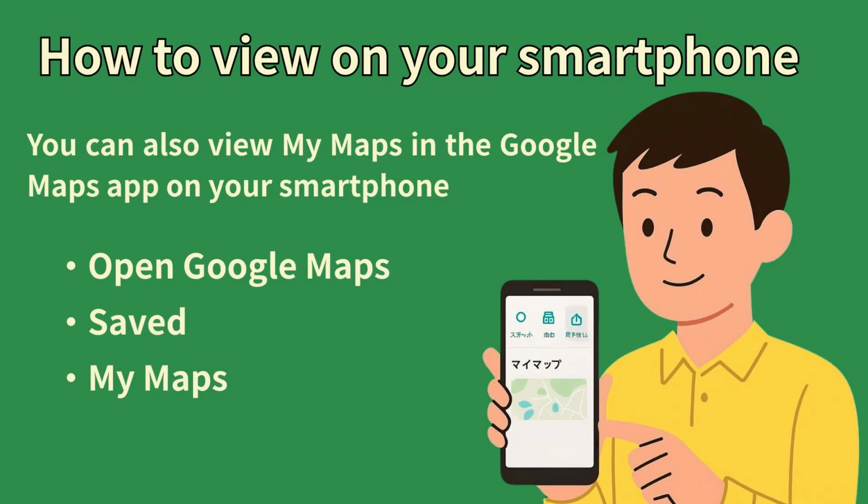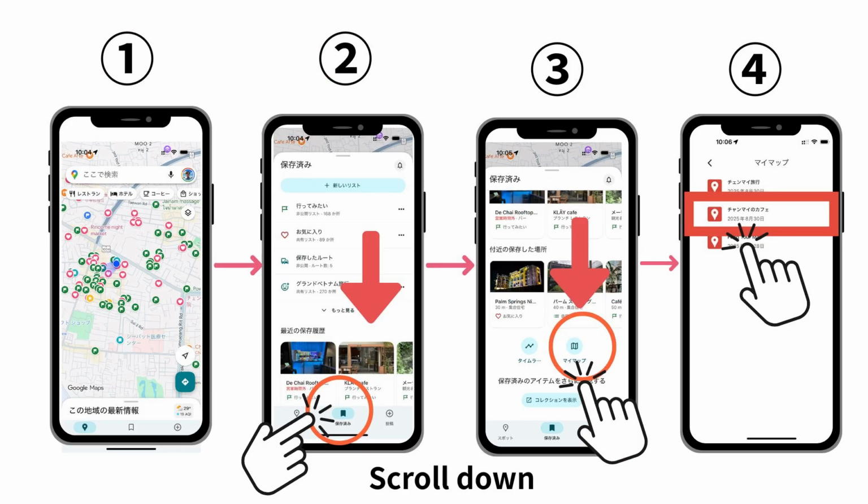You can also view the My Map you created on your smartphone. Open the Google Maps app and check it from your saved My Maps. Here are the steps to view your My Map on your smartphone.